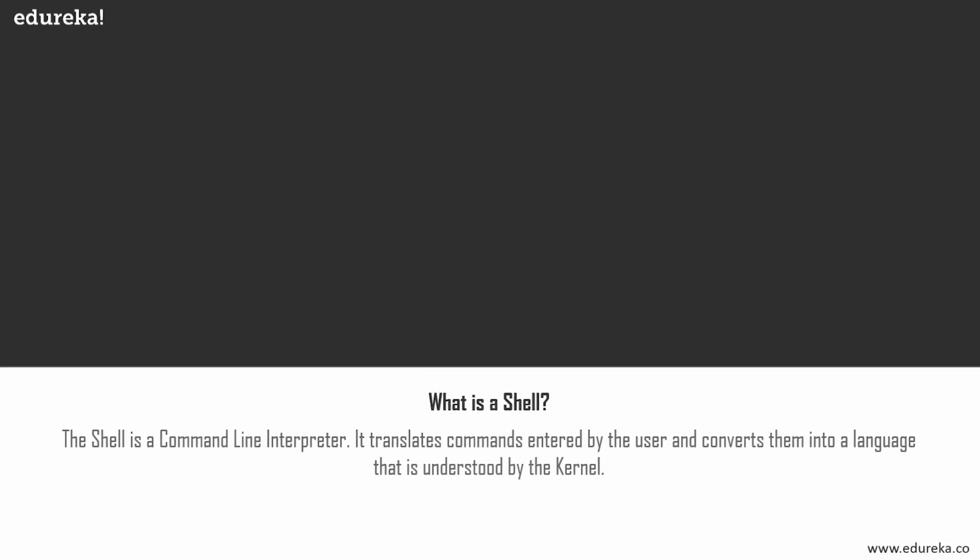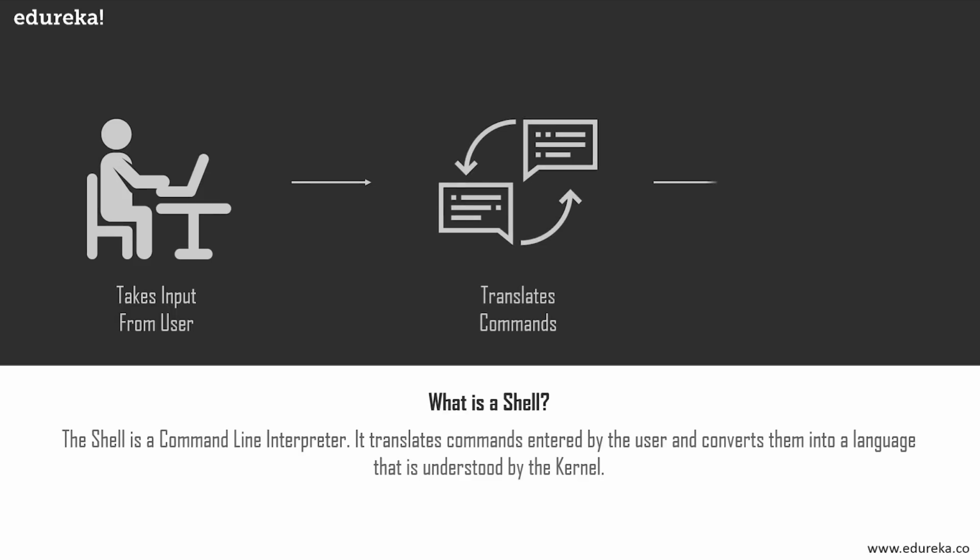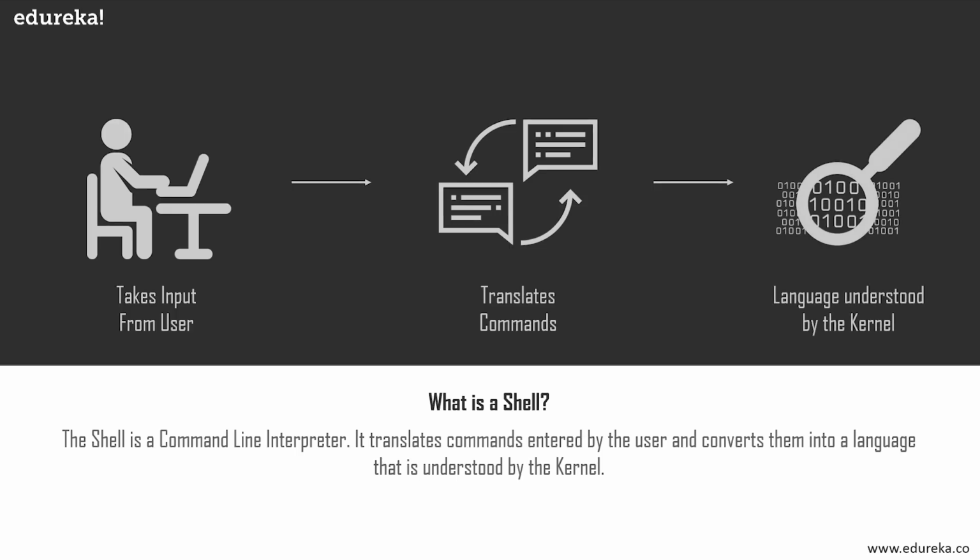So the most logical question, obviously, is what is a shell? As I had mentioned earlier, users communicate with the kernel through a program known as a shell. A shell is basically a command line interpreter, and what it does is process your requests. When you type in a command at your terminal, the shell interprets the command and calls the program that you want. The shell uses standard syntax for all commands. So basically it translates commands entered by the user and converts them into a language that is understood by the kernel.